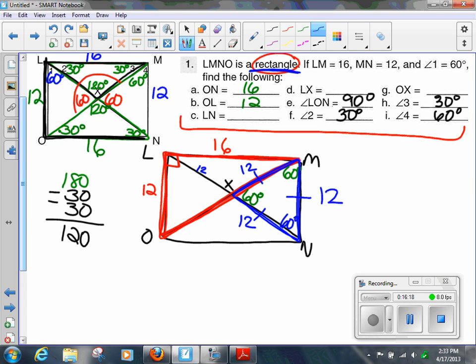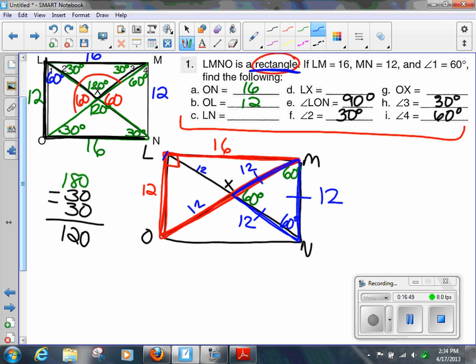So if LX is 12 and XM is 12, hold that thought. If LX, MX, NX are all 12, what is OX? 12 as well. Are all of my little pieces congruent? Yes. Now, Justin, what were you saying?